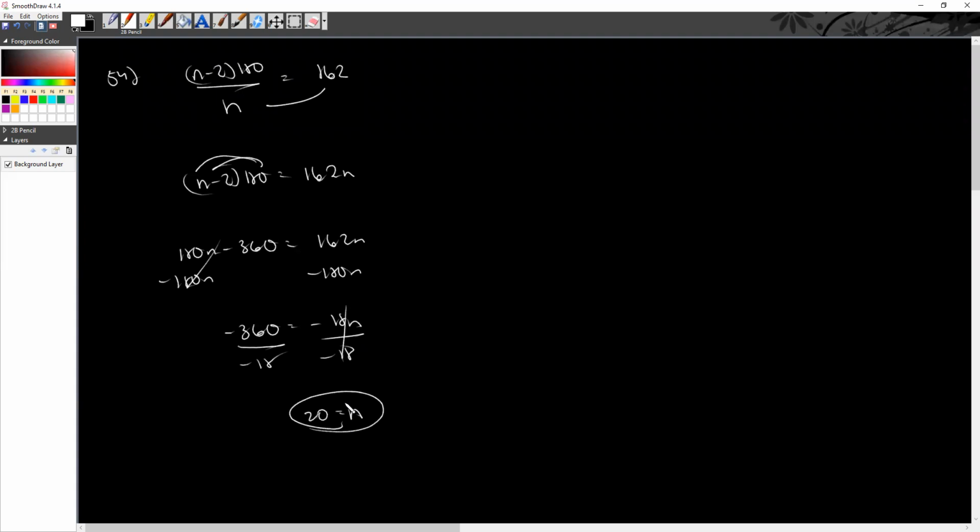Everyone, deal or no deal? Deal. I think that's a deal. Each interior angle is 162, which means we just found out that this thing has 20 sides.